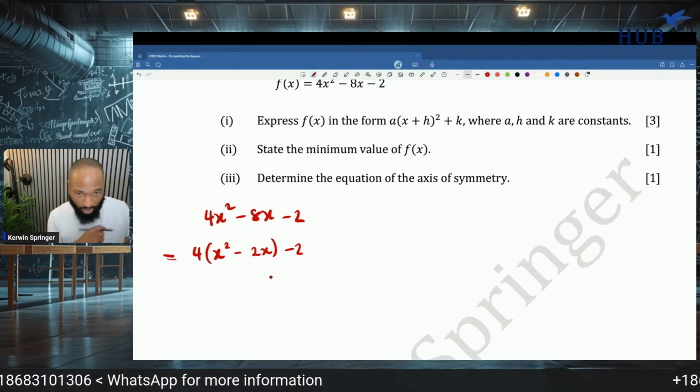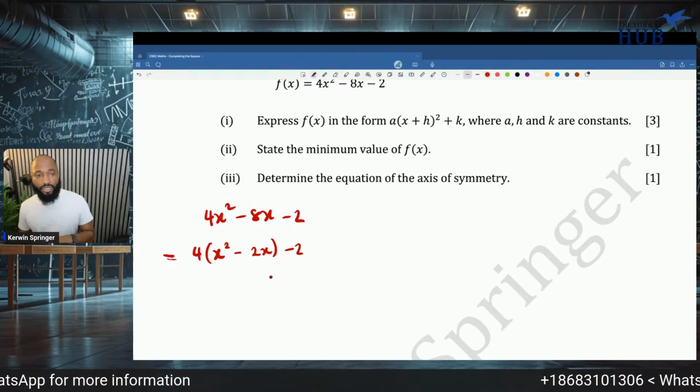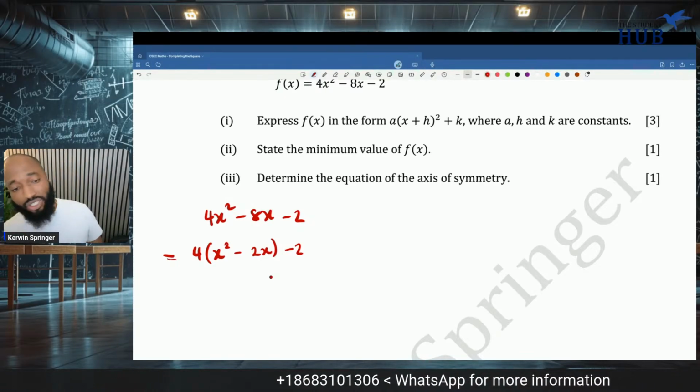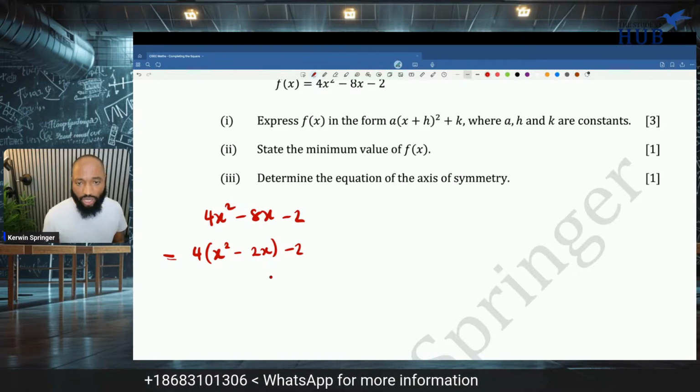So I whipped out the 4. I factorized the 4 out of the first 2 terms. Now some of you all learn in school to factorize the 4 out of all the terms. That's an overkill. That's extra. You don't need to do that. So x squared minus 2x, minus 2.